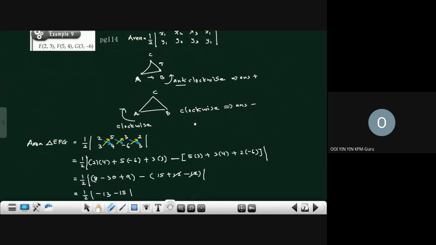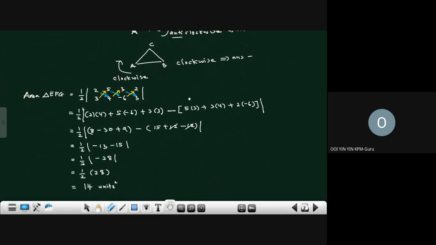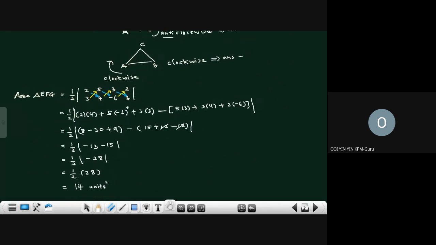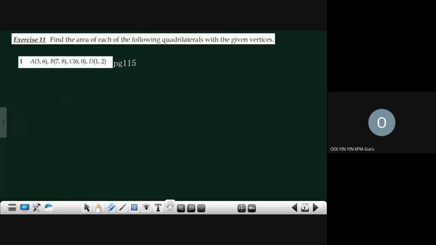This is the one for triangle. Later you look back. Now we go to the second question.